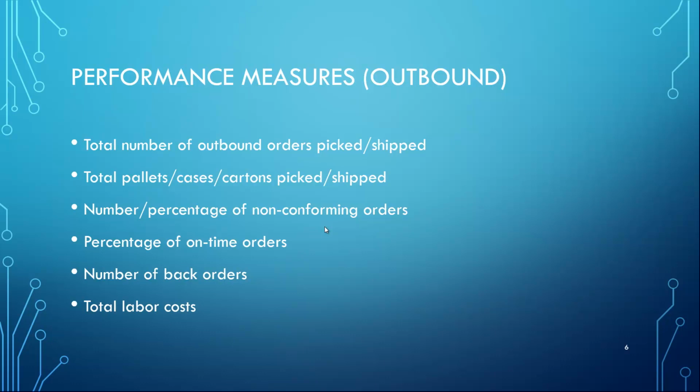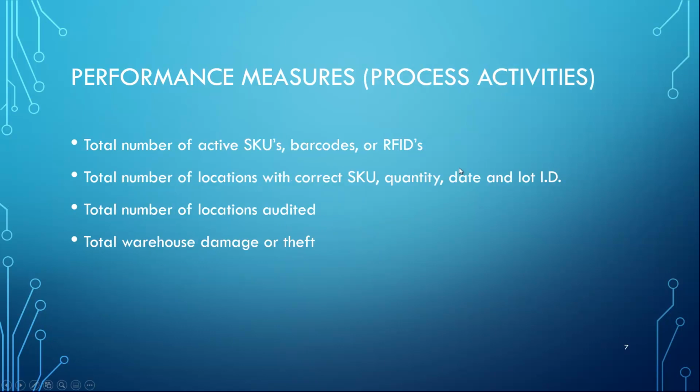Some of the indicators that can be used to measure the performance of outbound operations and activities are total number of outbound orders picked or shipped, total pallets, cases, cartons, or boxes picked or shipped, number or percentage of non-conforming orders, percentage of on-time orders, number of back orders, and total labor costs.